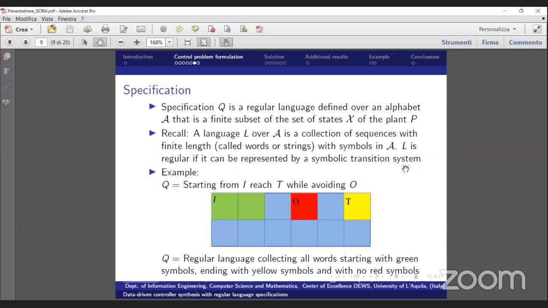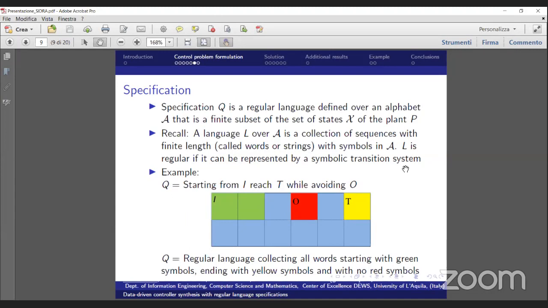Okay. We have described the plant that is given in terms of abstract systems. We have described the controller. Now we have to describe the specification. The specification is just given in terms of a regular language that is defined over an alphabet, called here calligraphic A, that is in turn a finite subset of the set of states of the plant.